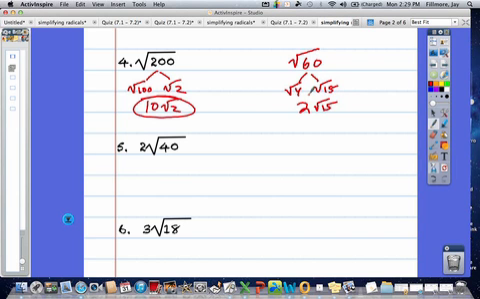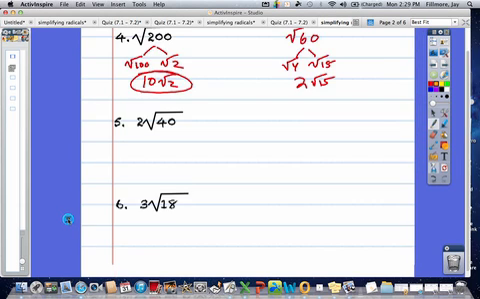Otherwise, you can make this a lot easier on yourself and just pick the largest perfect square you know that goes into 60. The largest perfect square you know that goes into 200. And if we talked about it in your class, you might be familiar with it. Otherwise, stick with your factor trees if we didn't talk about it in your class.